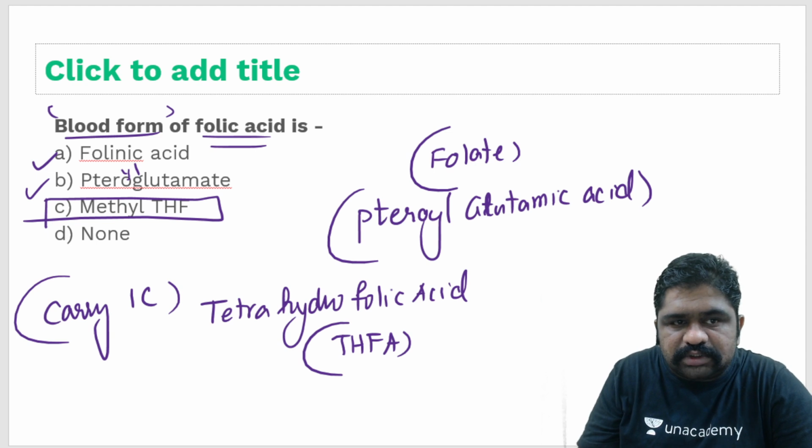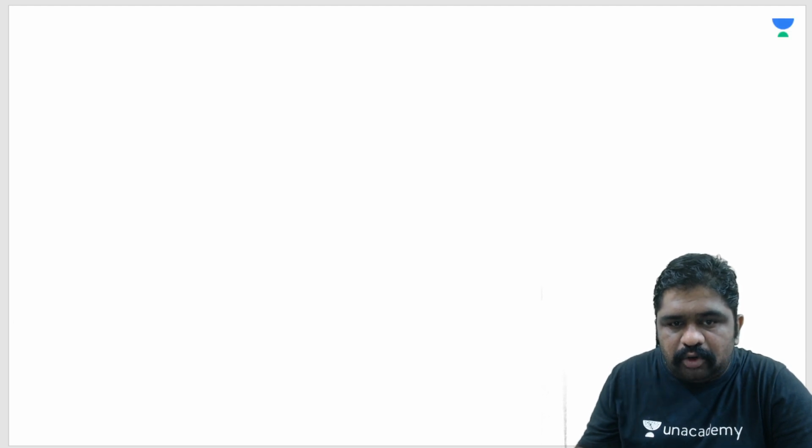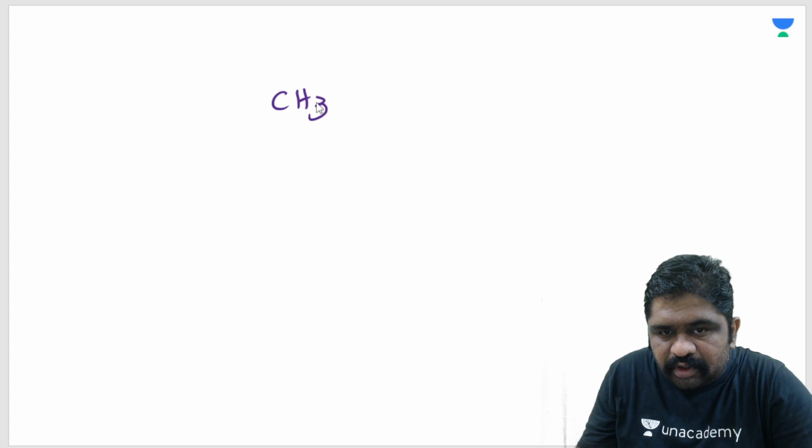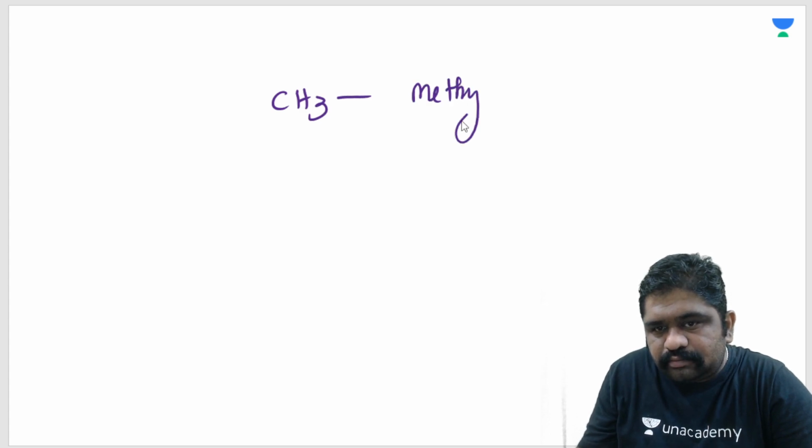One carbon compounds, what kind of one carbon compounds? Look at this. You can have methyl. You can have methylene.